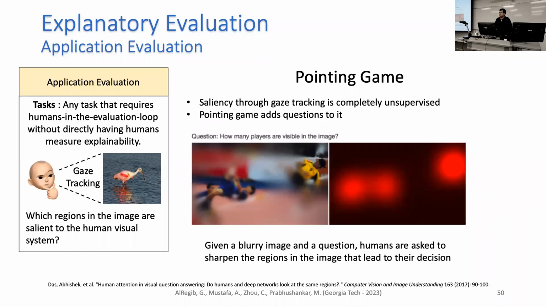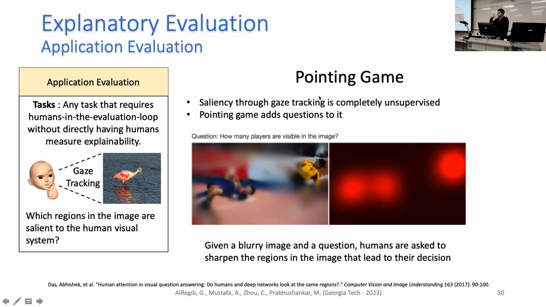So in this case, what we need to do is have a different kind of a method, and this method is called pointing game, where you're given an image, but the image is blurred and you're kind of asked a question. So given a blurry image and a question, humans are asked to sharpen the regions in the image that lead to their decision. So this particular image, I think it's playing some game, volleyball or something like that. And people are asked, okay, what makes you think that this is based on a game? And human beings need to de-blur the regions within the image which lead to their answer. So this is pointing game.